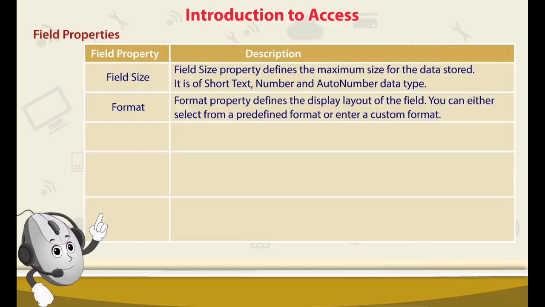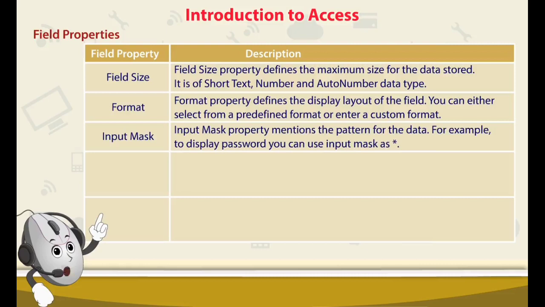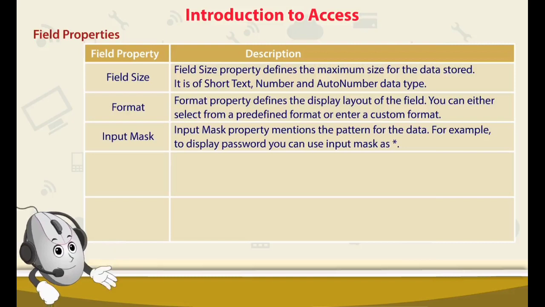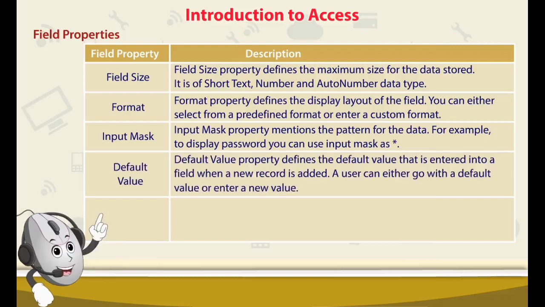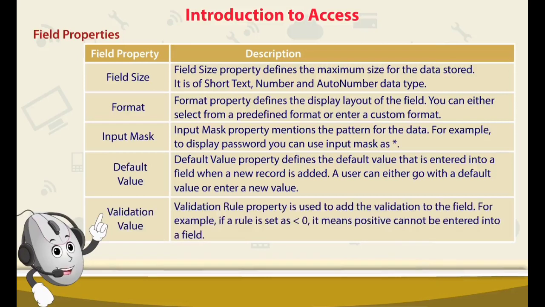Format. Format property defines the display layout of the field. You can either select from a predefined format or enter a custom format. Input mask. Input mask property mentions the pattern for the data. For example, to display a password, you can use input mask as asterisk. Default value. Default value property defines the default value that is entered into a field when a new record is added. A user can either go with the default value or enter a new value.